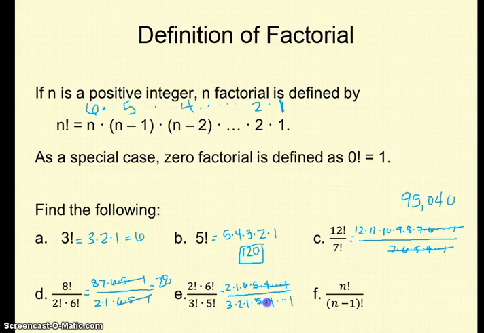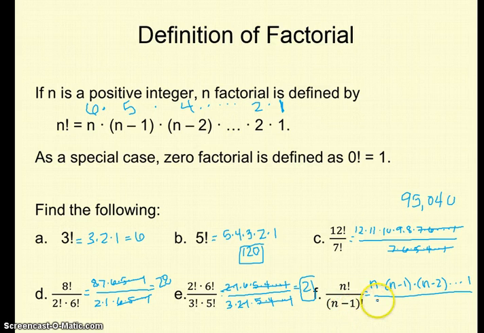My 5 through 1 would cancel, and then this 2 and 1 would cancel, so I'm actually left with just 6 over 3, which is 2. On F, if I did n factorial, that would be n times whatever 1 less than that is, times whatever 2 less than n was, all the way down until I get to 1.